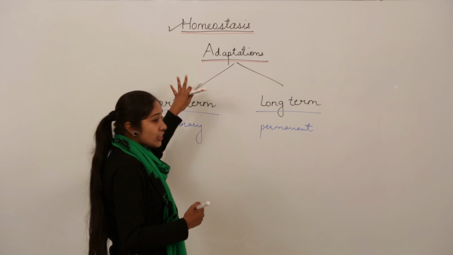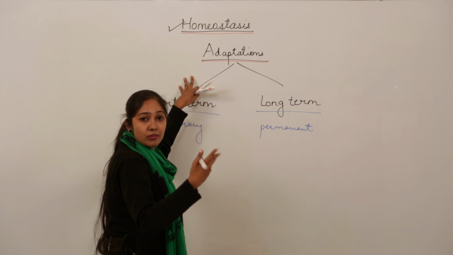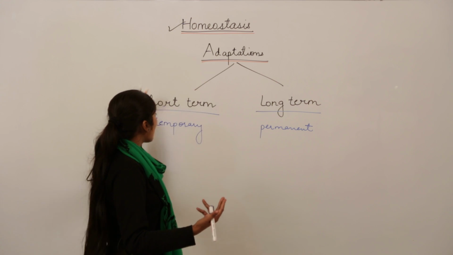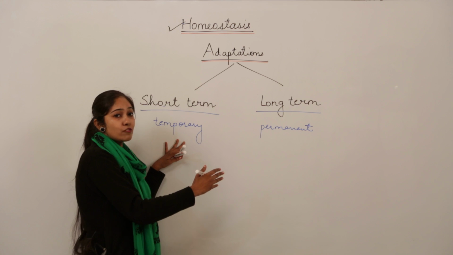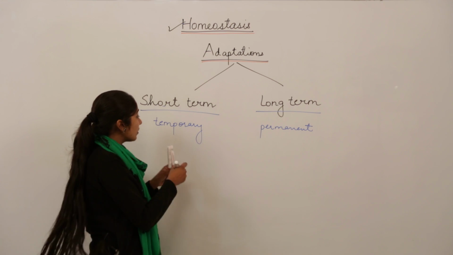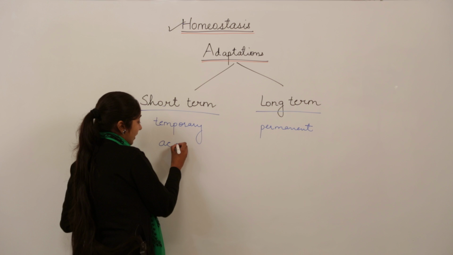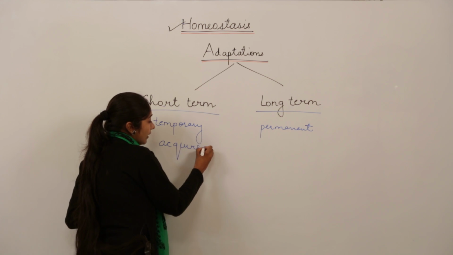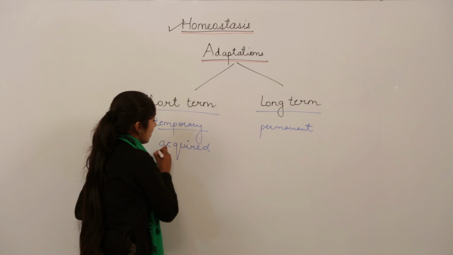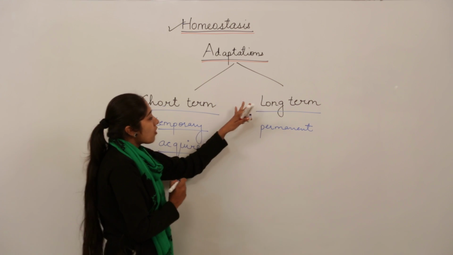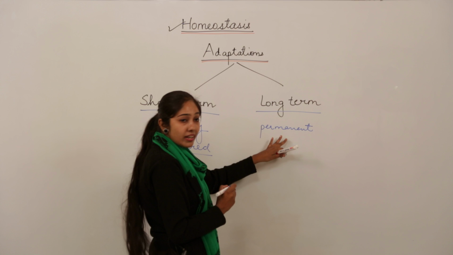But that adaptation, that generation of melanin pigment on your skin, is an example of short-term adaptation, because it is temporary. It is not going to be passed from one generation to another. So they are acquired traits. They are acquired because we acquire them due to the present condition from the environment, right? But long-term adaptations are permanent adaptations.